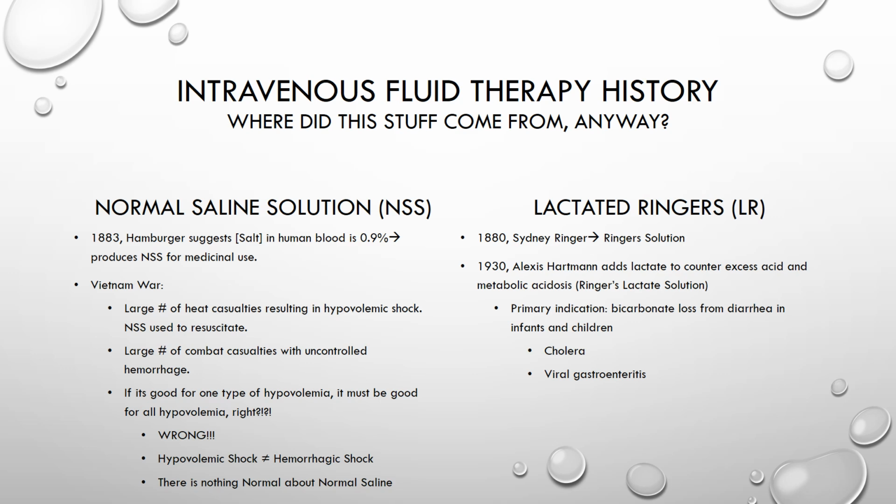How does normal saline become the fluid of choice? During the Vietnam War, there's a large number of hemorrhagic shock patients, also a large number of heat casualties, and we were outstripping the blood supply. So the heat casualties obviously did not need blood, they needed fluid replacement and they needed salt replacement. So this normal saline solution that had been present at that time for about 100 years came on as a primary resuscitation fluid of choice.